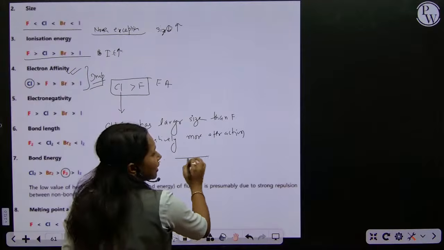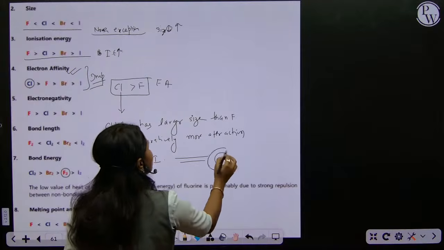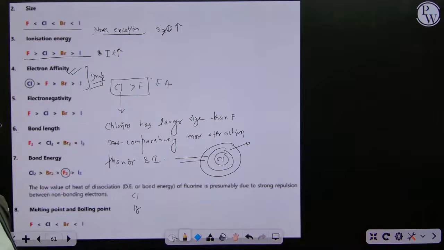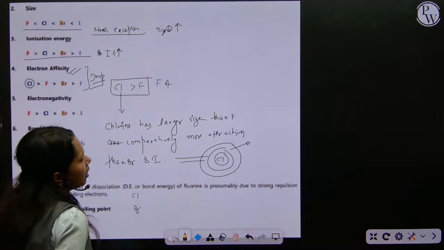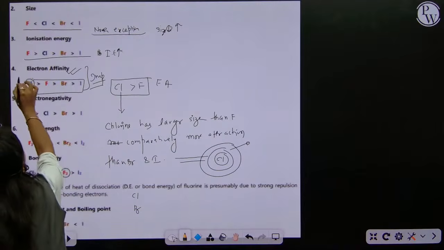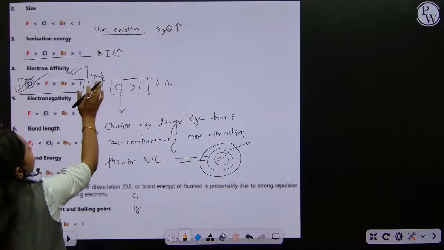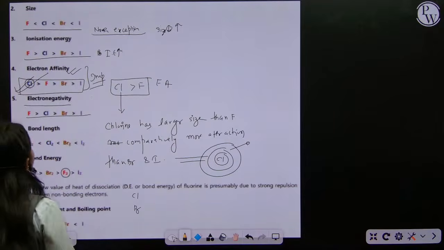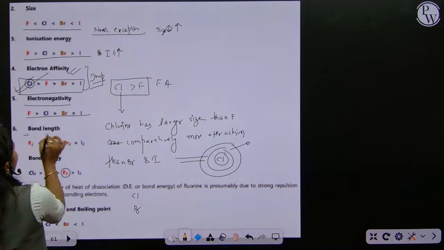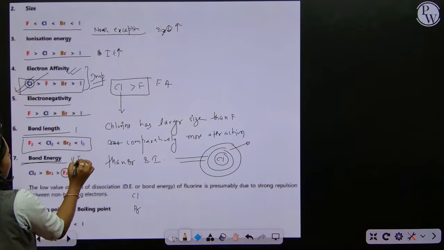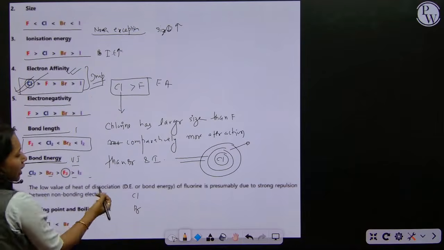So this is the reason chlorine can attract electrons, and it can also have enough space. So that's why please remember this sequence. They can ask you a question on this because it is an exception. Electronegativity is inversely proportional to size. Bond length, very important. Bond energy, very important. Chlorine, bromine, iodine.